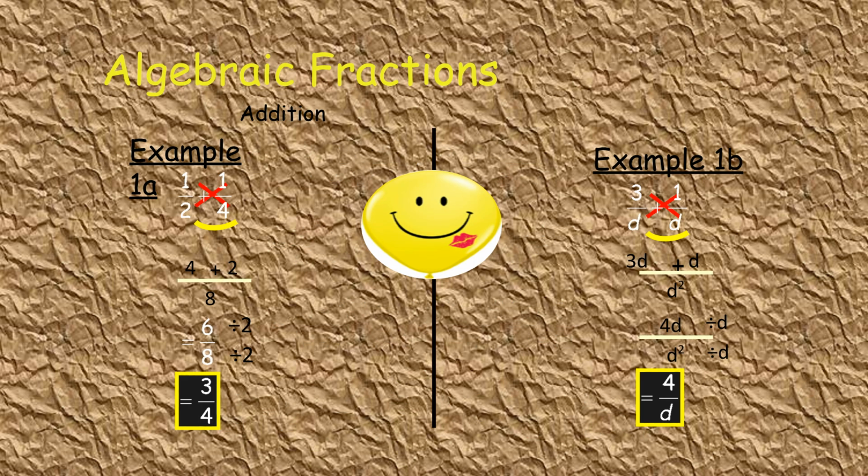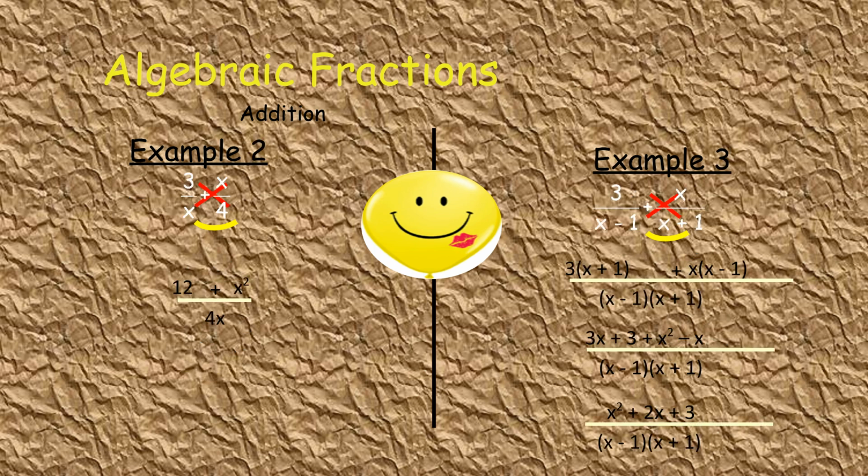Let's look at the addition of algebraic fractions. Both numerical and algebraic fractions require a common denominator before adding. Once added, simplify the numerator and denominator by finding the HCF. Examples 2 and 3 illustrate the addition of algebraic fractions. Remember to find the common denominator and then combine the numerators. In example 3, expanding and simplifying the numerator is the final step.